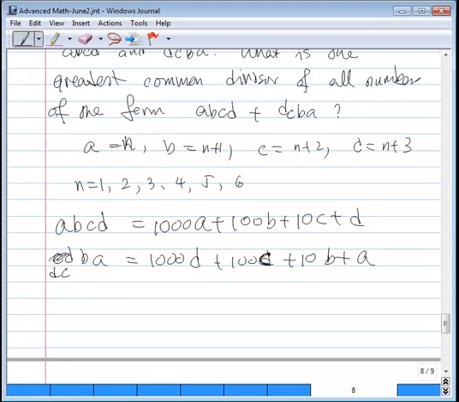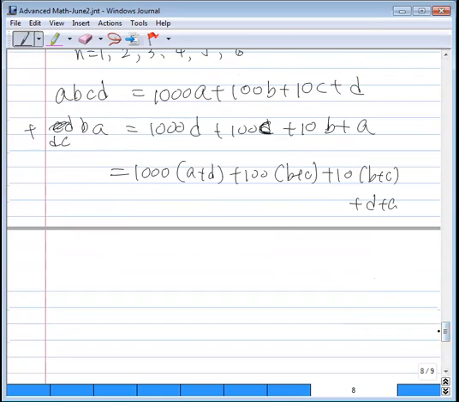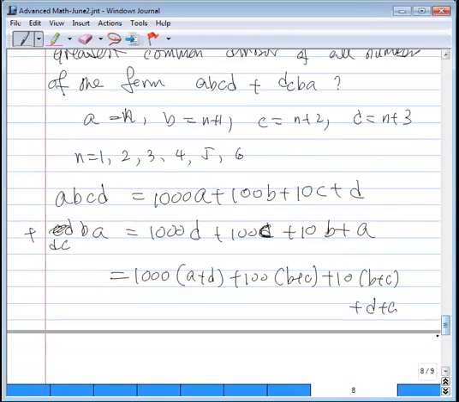Okay. So we add them together. We will get 1000 A plus D and 100 B plus C and 10 B plus C and D plus A. But then so far we don't see anything, right? But you have to use the relationship between A and D. Look at A and D.